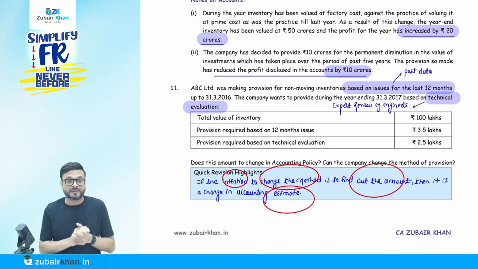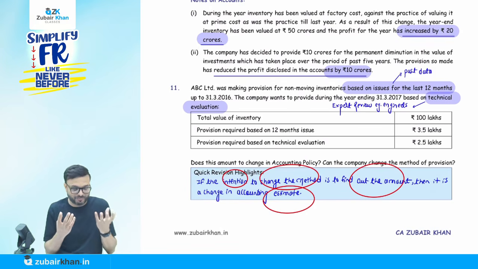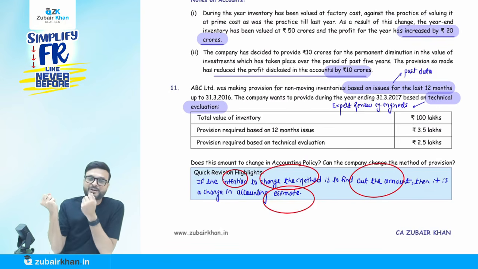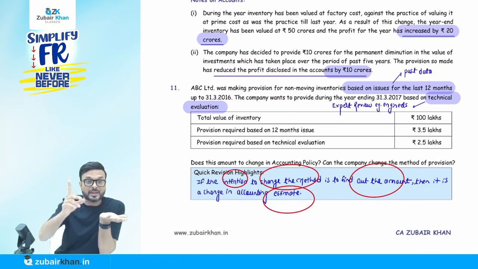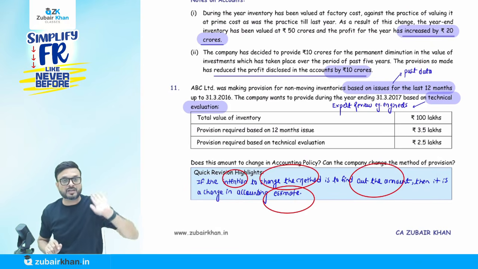Okay. Now you see, in both the methods we are finding the amount. For example, FIFO method to weighted average. When I go from FIFO to weighted average, is my intention to find out the amount? No, my intention is not to find out the amount. Both methods will give me some amount, but when I change from FIFO to weighted average, my intention was not to find the amount. So that is a change in accounting policy.